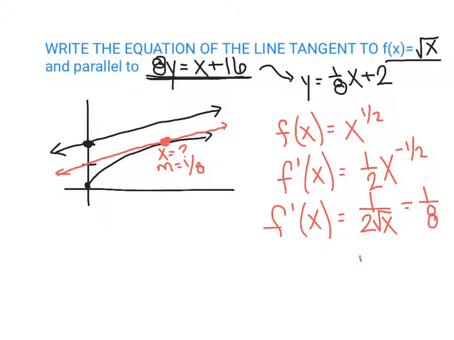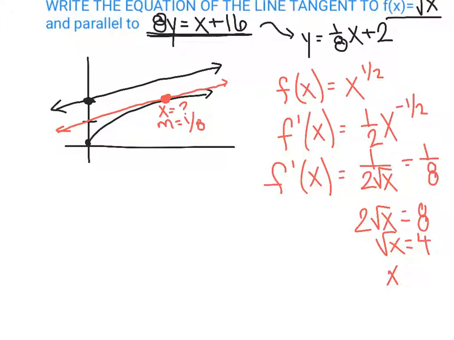Cross multiply. Divide by 2. And then square both sides. And if I square both sides, I'll get x equals 16.